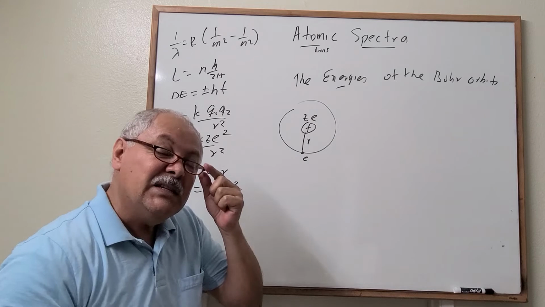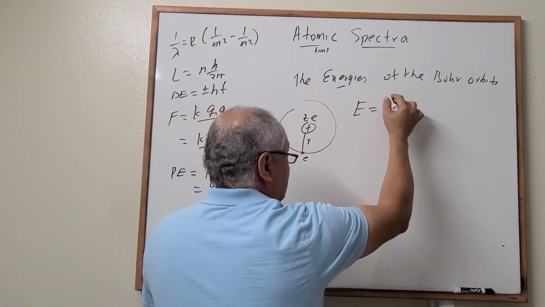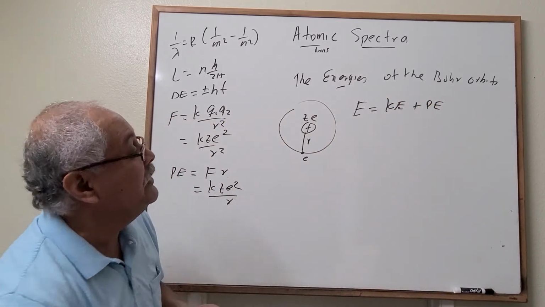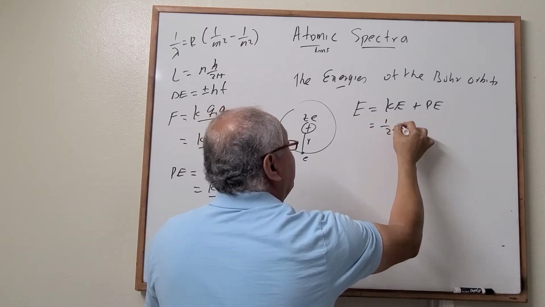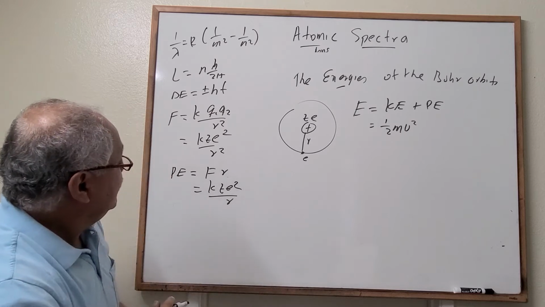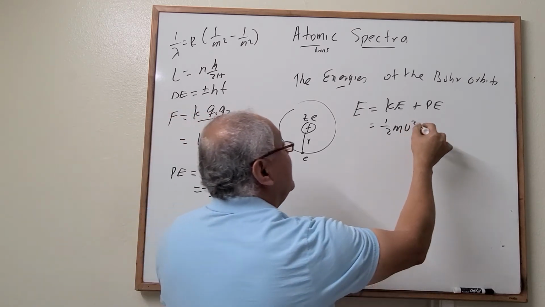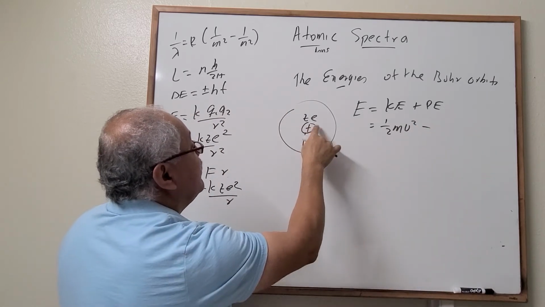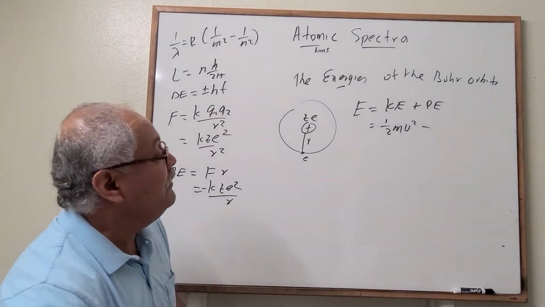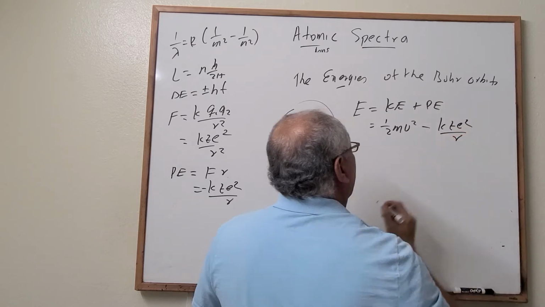Now, let's calculate the total energy of this system. The total energy is equal to kinetic plus potential energy. Okay, let's do it. What should the kinetic be? 1/2 mv squared. And what is the potential? The potential is going to be negative, because this is positive and negative, so when we multiply, it becomes negative. Negative K Z e squared divided by R.